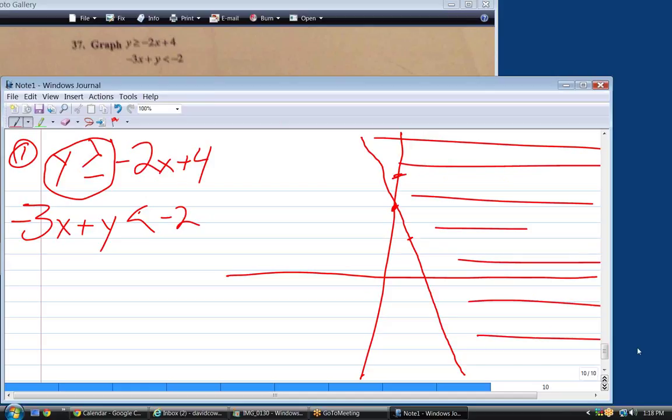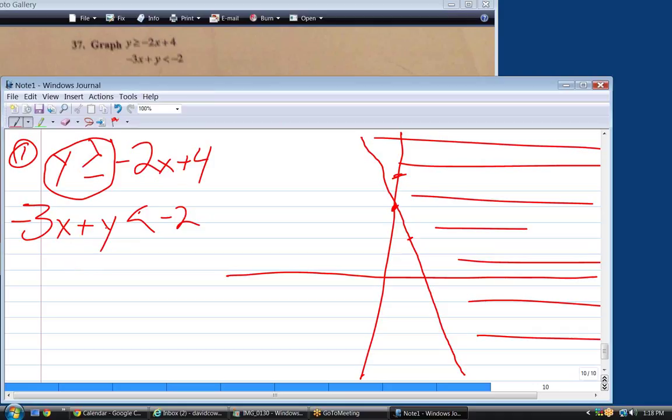Okay? Now let's graph the second inequality. First of all, what do I have to do to it in order to graph it? Put it in y equals mx plus b form. Or you could graph it the other way, which is to find an x and y intercept, because it's in standard format. But this is relatively easy to put into y equals mx plus b format.